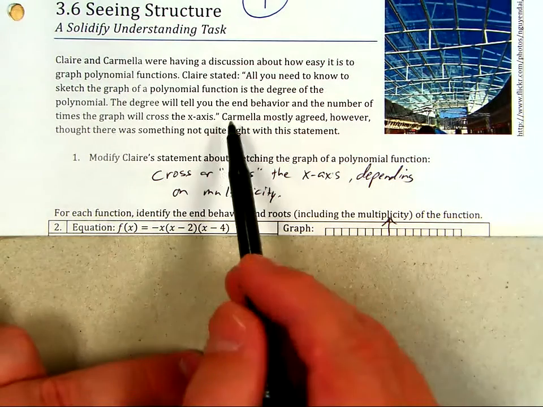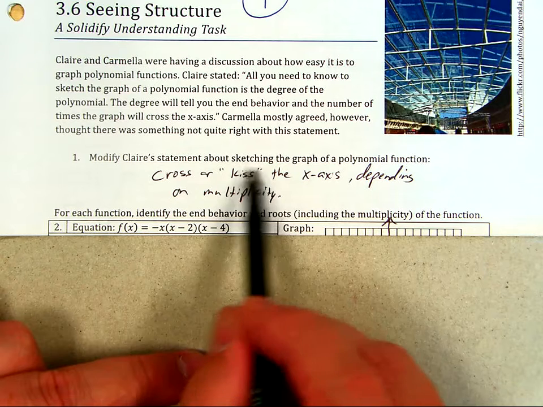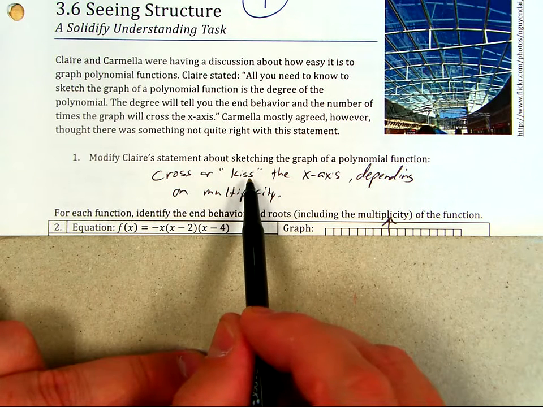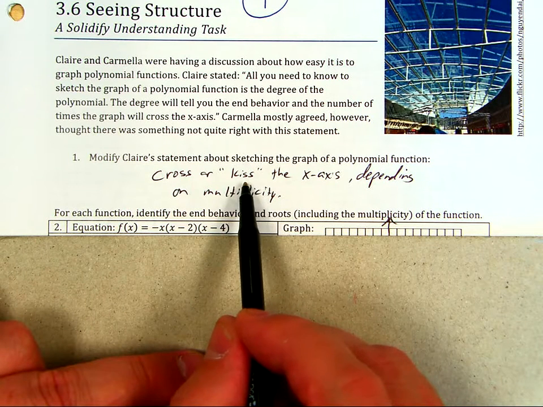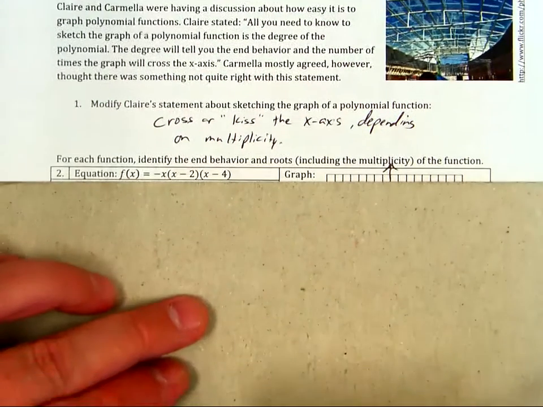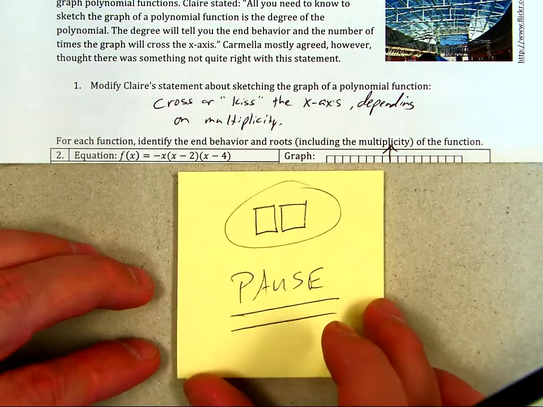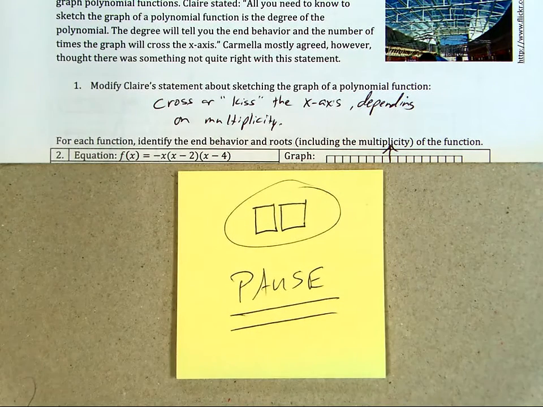Okay? If you read this statement up here, modify Claire's statement with what we worked on in 3.5. Remember, if we have multiple zeros at one point, they kind of kiss the x-axis without necessarily crossing or going over, depending on the degree. Okay? So here is equation number 2 right there. Go ahead and pause and figure out the features and graph it. Go.